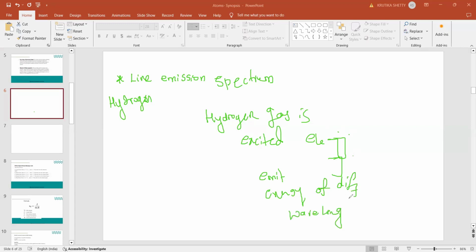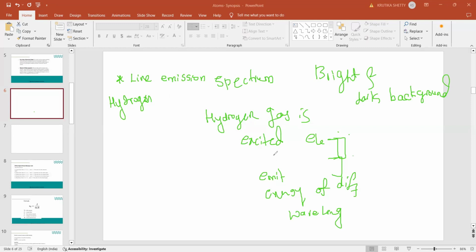So this type of spectrum is called as what? Line emission spectrum. In this line emission spectrum, we are able to see both bright and dark background. So both light and dark background are visible. So that is for the line emission spectrum. So what is line emission spectrum here, students?